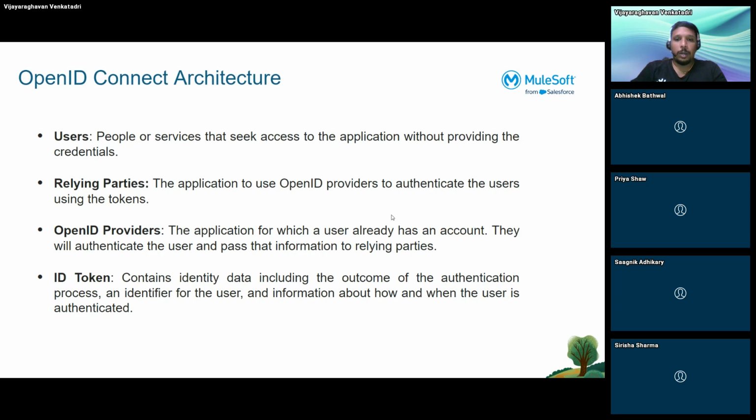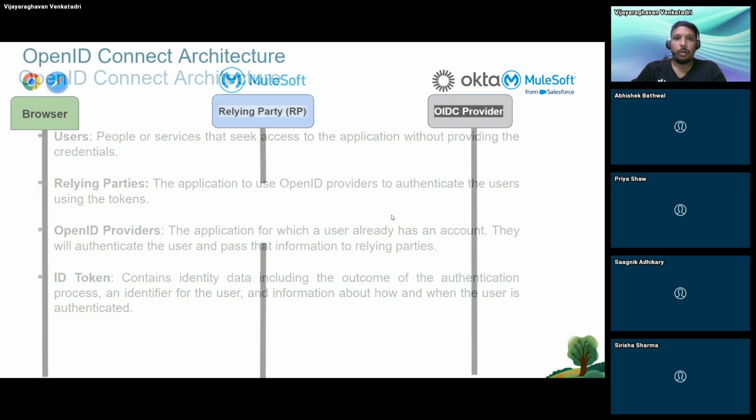And the ID token that I mentioned will be passed from the OpenID provider to the relying party. That ID token will have the information of the user, and this will be revalidated with the OpenID provider itself. So let's take a look at the high level architecture and how it really works.